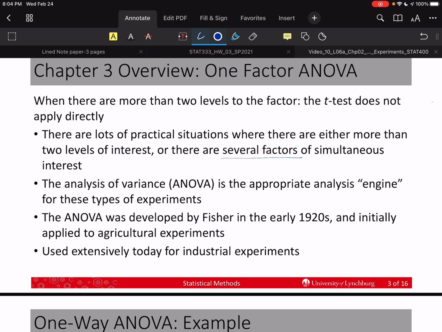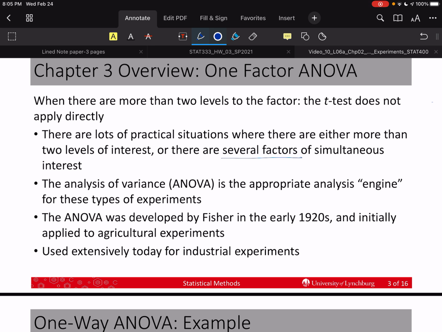So it's really a lot of the design of experiments is how we look at the experiment and how we arrange things and how we decide to test it. But that's jumping ahead. So we'll start with the very simple examples and build up to the more complex ones. So the analysis of variance is what we call an appropriate engine for these types of experiments.